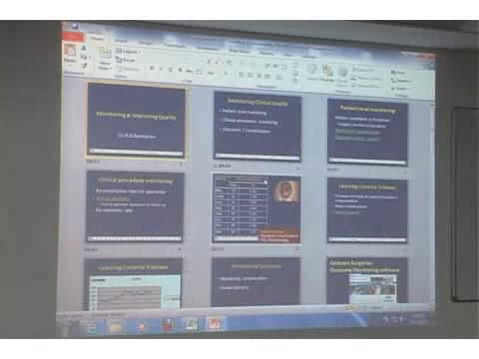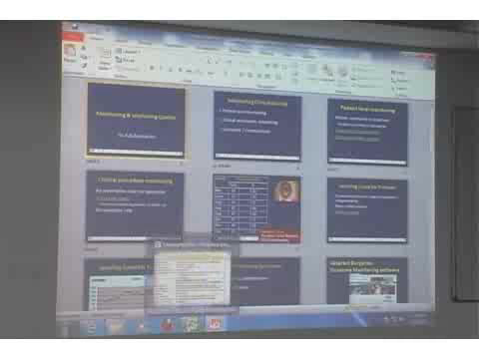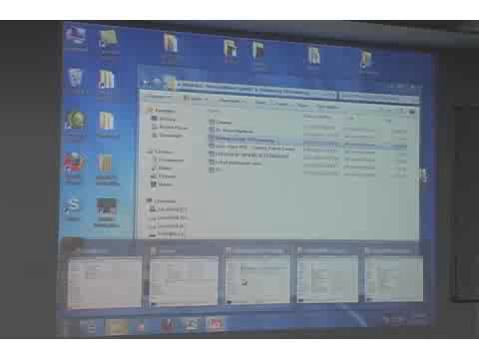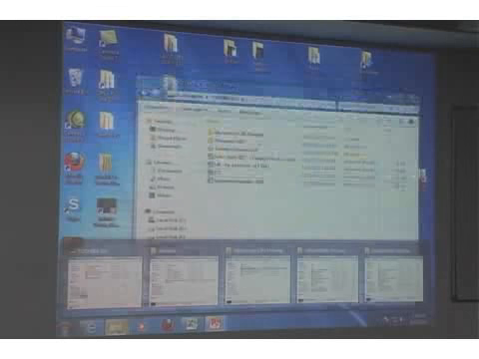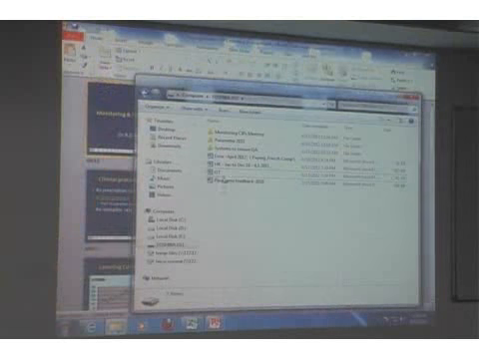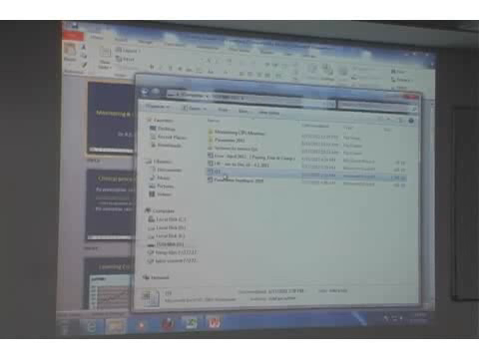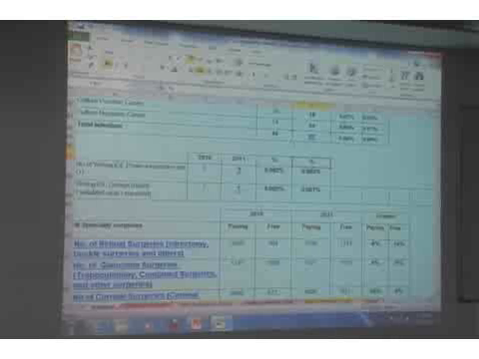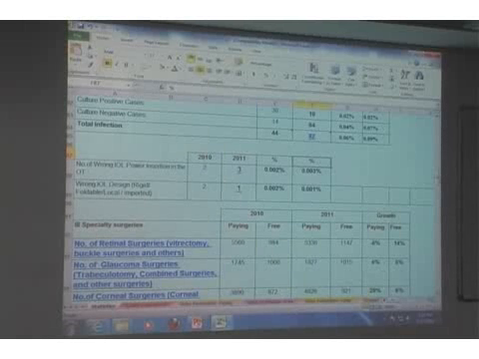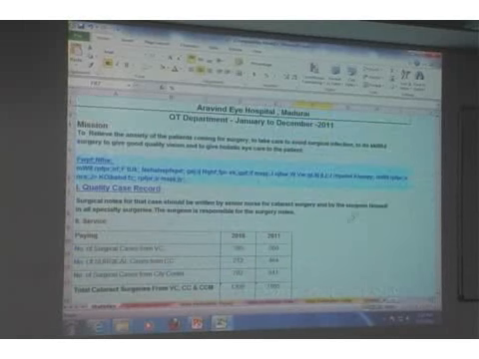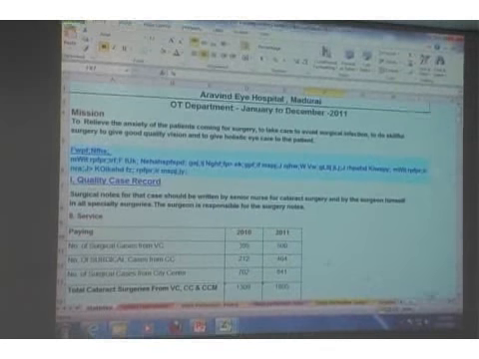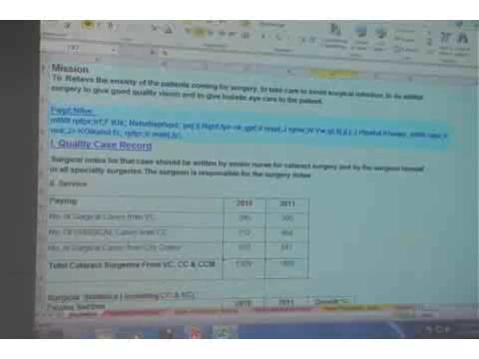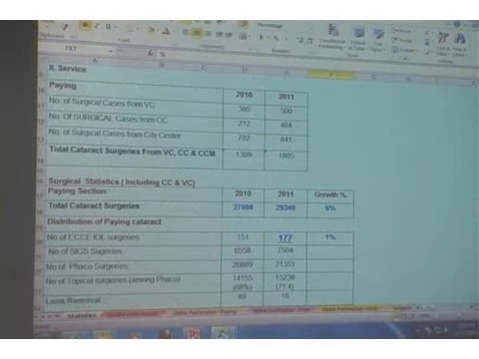I'll just show you briefly. For example, this is the OT parameter for Madurai. So it's quite extensive. I'll take just one of these to show you. This talks about the service part of it.